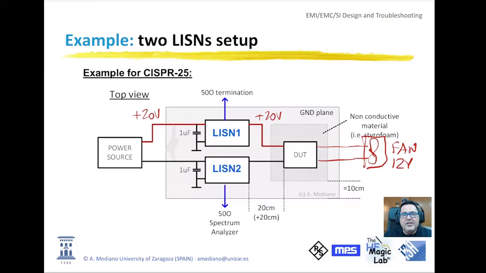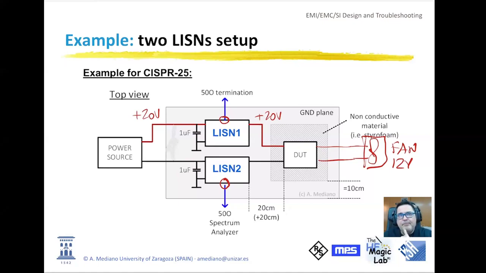So from each LISN, we will have a BNC connector that is basically here and here. And then with two uniform transmission lines, two 50 ohm coax cables, you can go to the EMI receiver, to the oscilloscope, or you can terminate with some kind of 50 ohm termination.